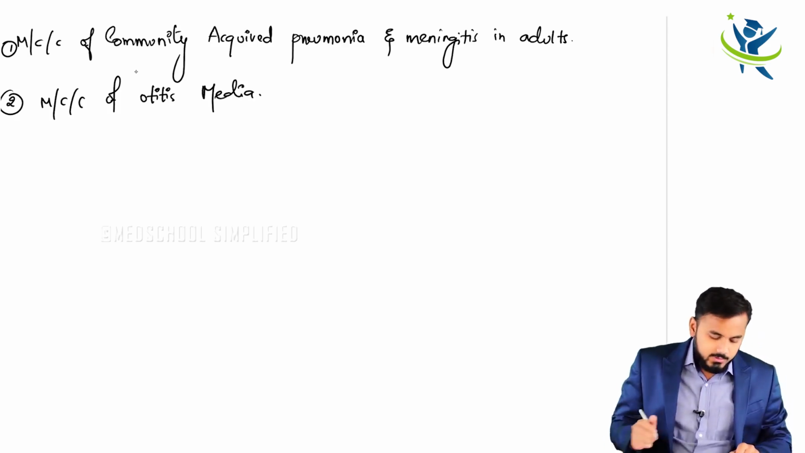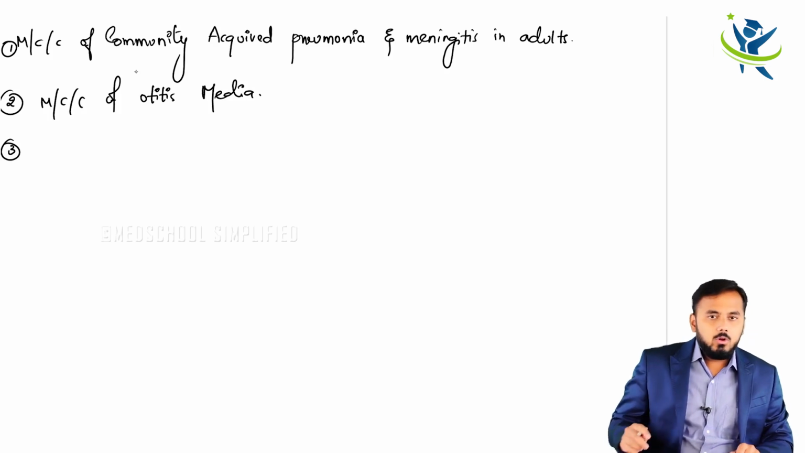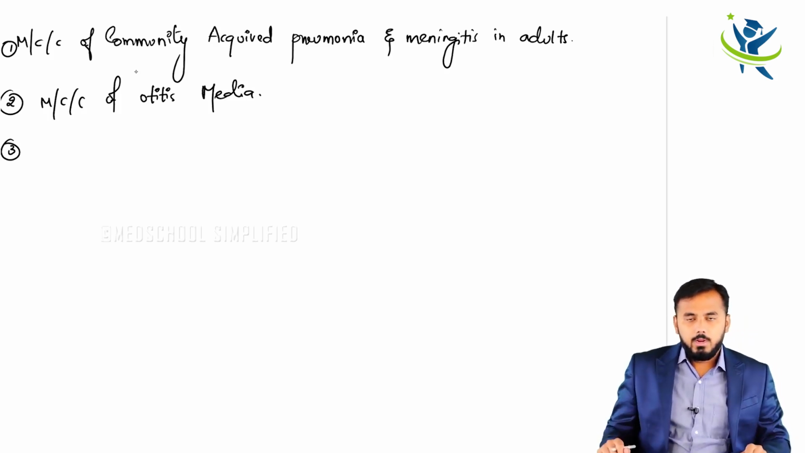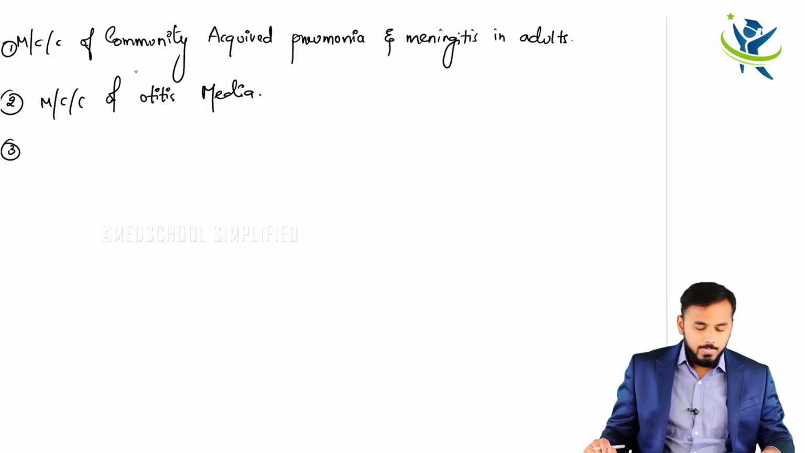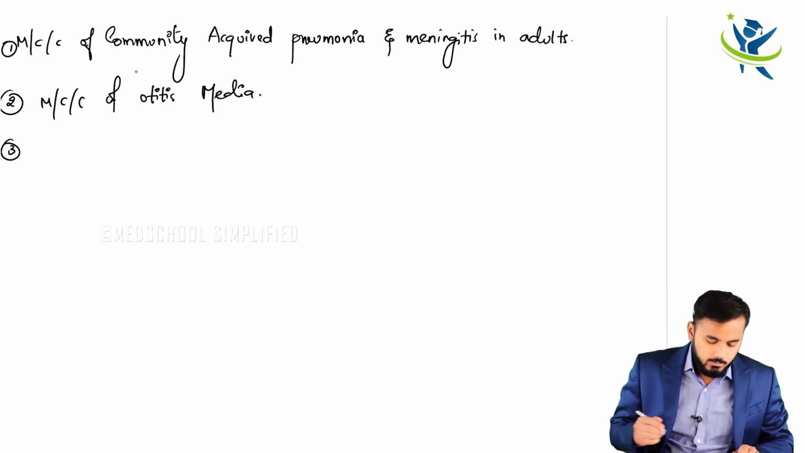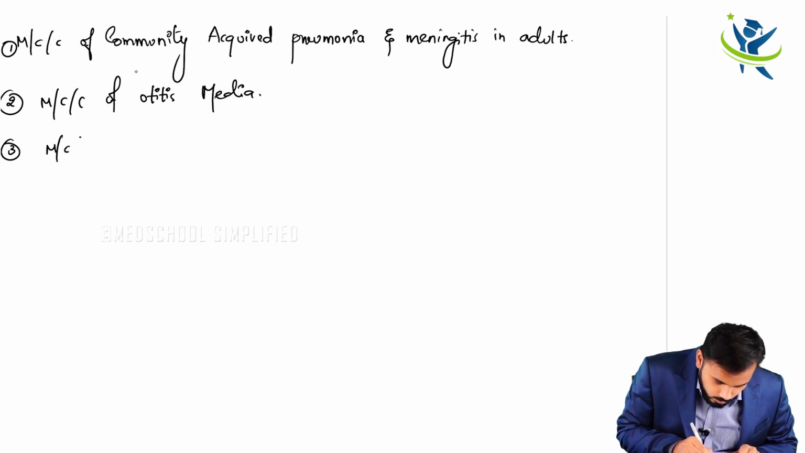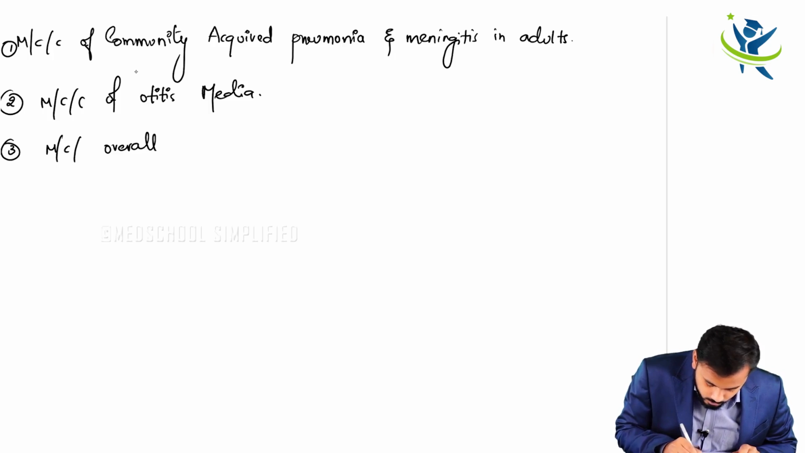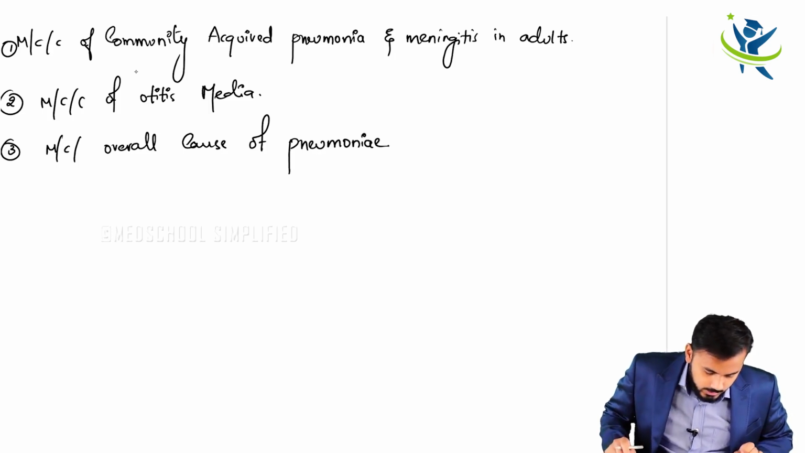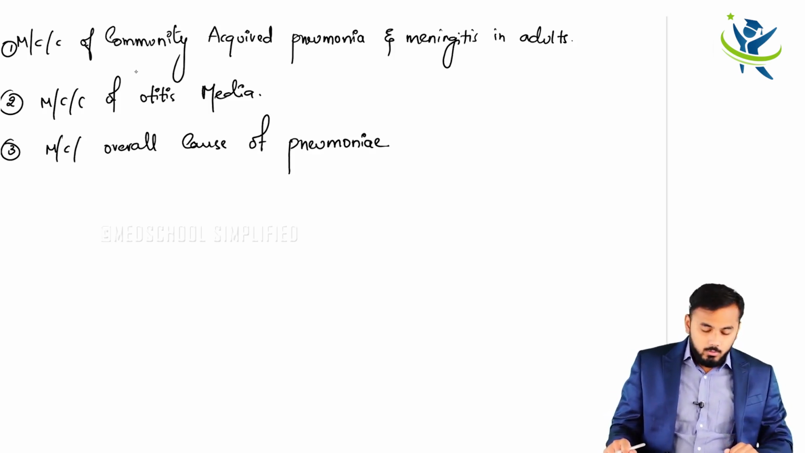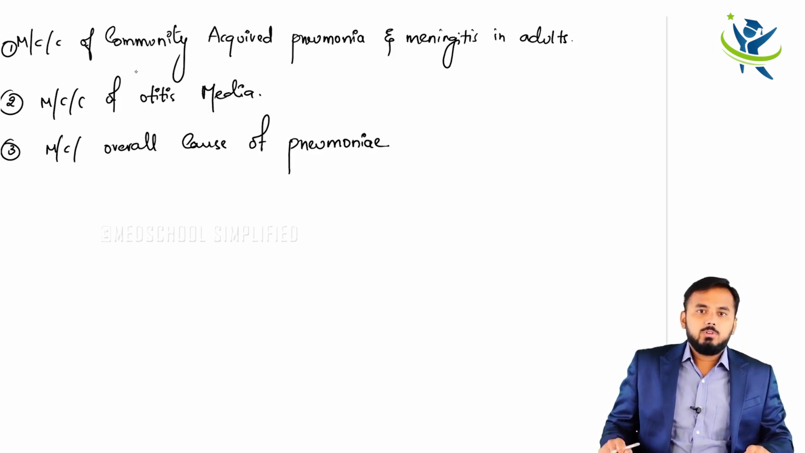If someone asks you what is the most common cause of pneumonia overall, right? So overall in all the types of bacteria, what is the most common cause of pneumonia? Then again it is Streptococcus pneumoniae. Now, these are the 3 most important points which you need to know.